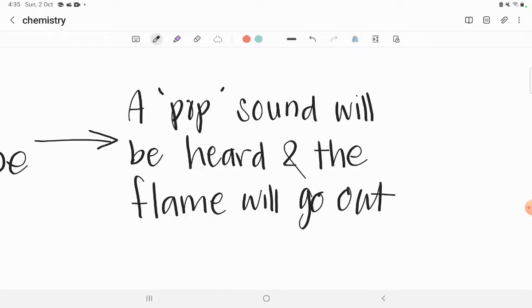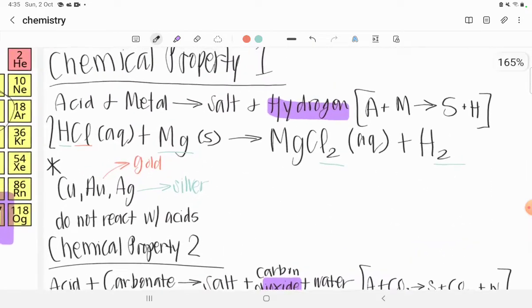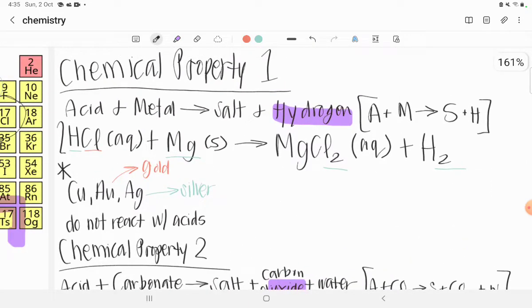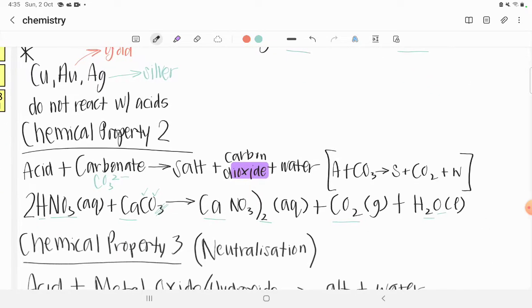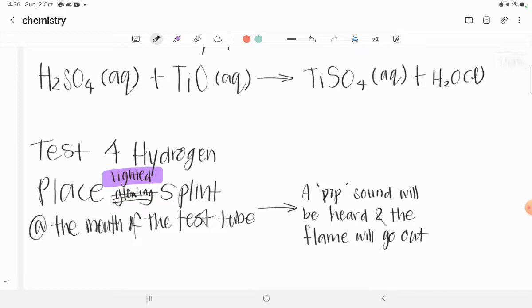You just add magnesium strips, and then you do this test, and then hydrogen, because we learned that in chemical property number 1, hydrochloric acid and metal, which is the magnesium, will give you hydrogen, right? So you can just make a fake hydrogen test.